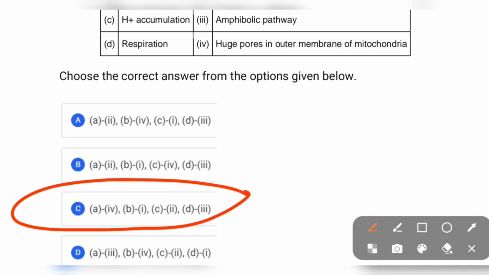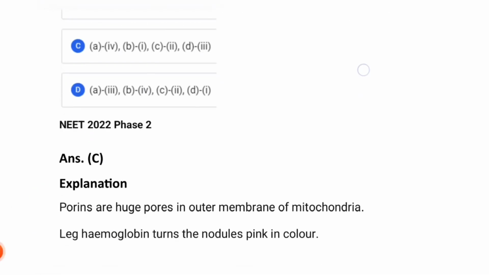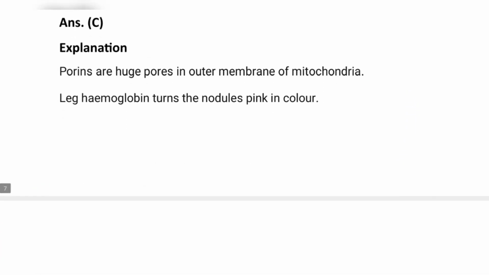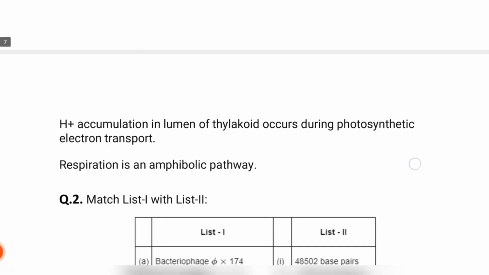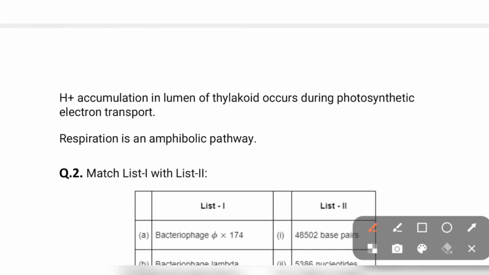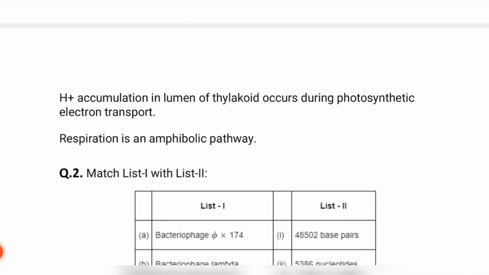Here this is your correct option, and we will see this: porins are huge pores in the outer membrane of mitochondria, you know this, it's easy. Leg hemoglobin turns nodules pink in color, this is also easy. Now H positive accumulation in the lumen of thylakoid occurs during the photosynthetic electron transport chain. Respiration is an amphibolic pathway.